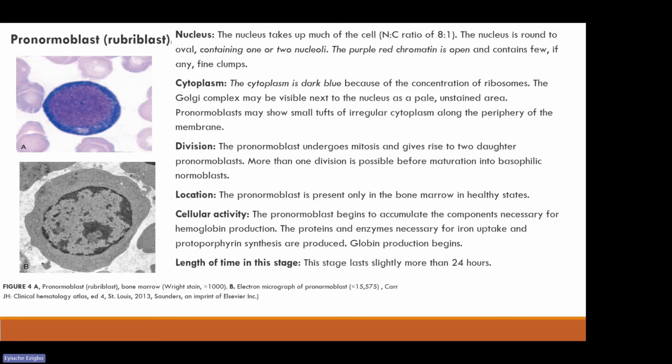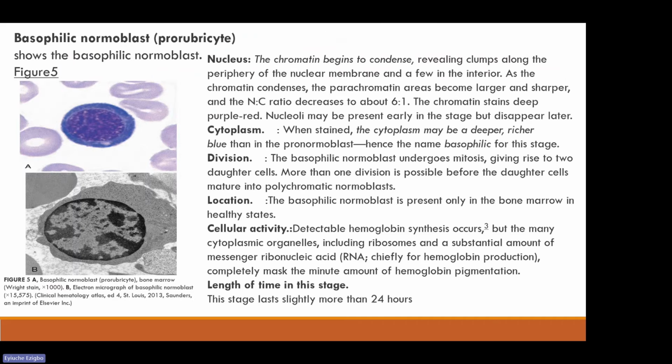So we are going to take these cells, personally, read them one by one, and know their specific characteristics. What is specific to this cell that is not applicable to the next cell in the line? You have to be able to differentiate each cell appropriately. So we have the next cell in the line, the basophilic normoblast.